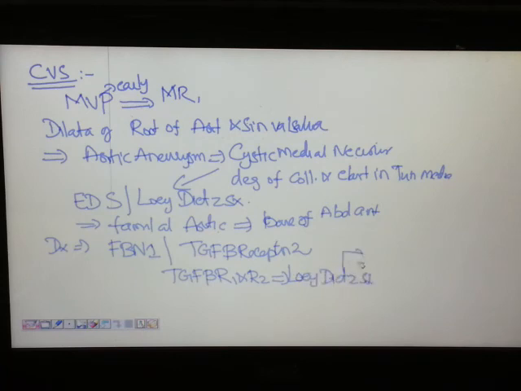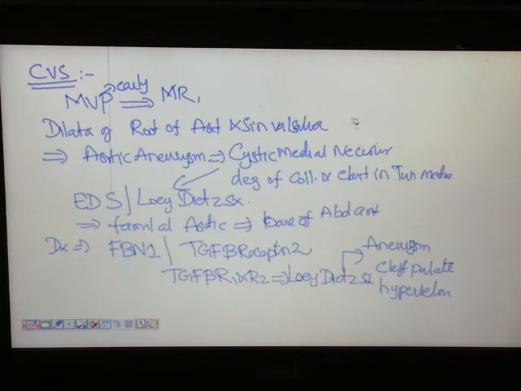It is characterized by aneurysms. We have discussed the cause is cystic medial necrosis, and there can also be cleft palate and hypertelorism.